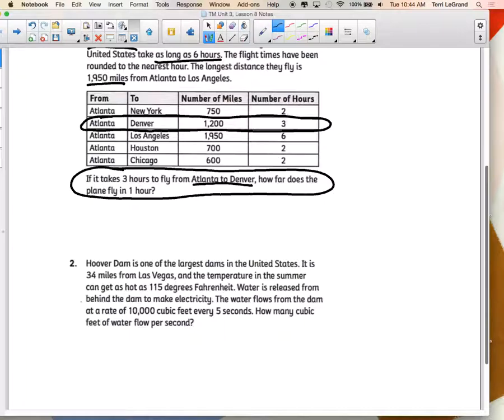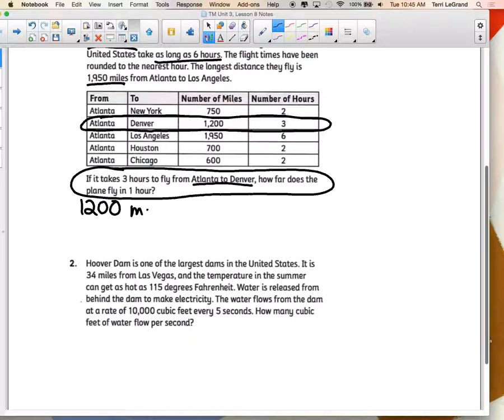1,200 miles. Okay, so what we're supposed to find out is how far does the plane fly in 1 hour? So here's what we're gonna do. What makes more sense, hours per mile or miles per hour? Miles per hour. So we're gonna set up a proportion.